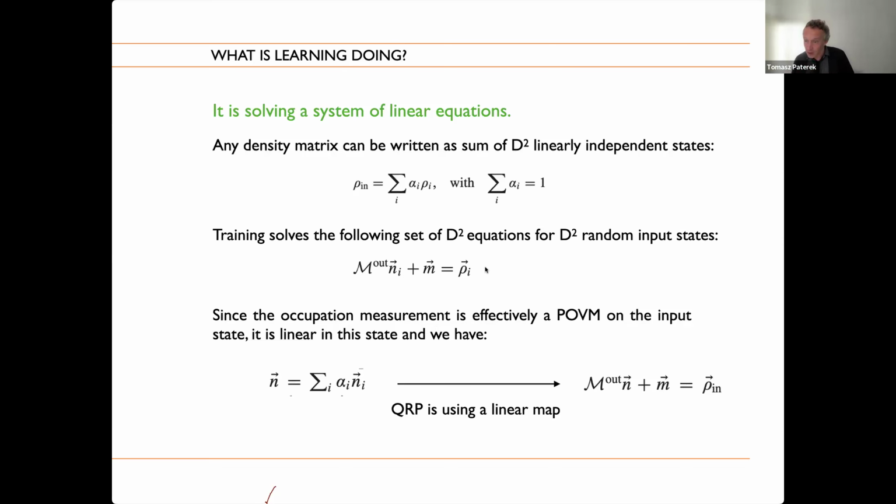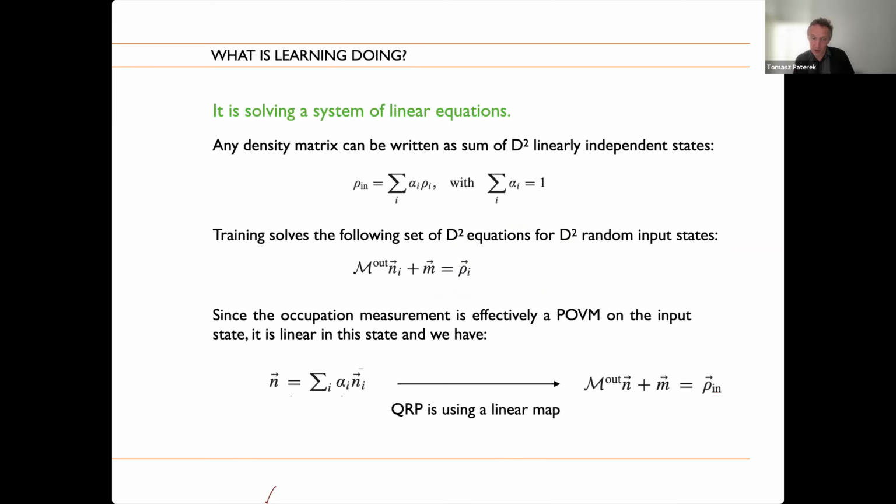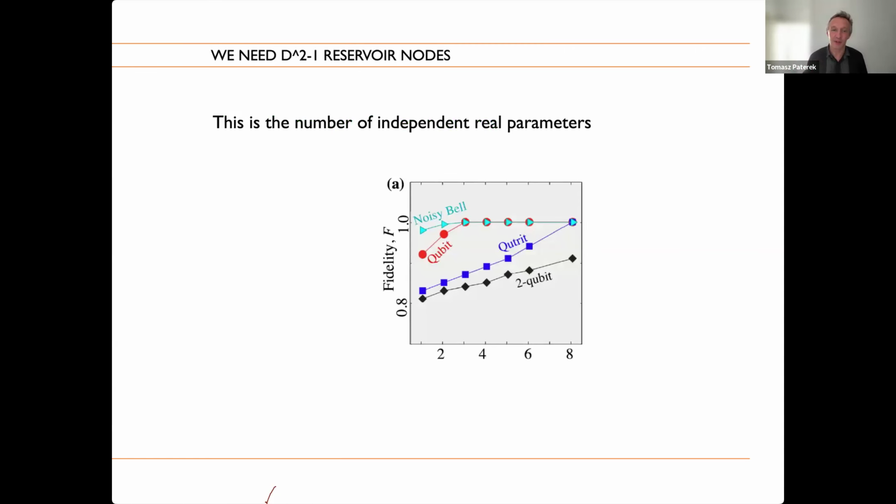So essentially, because of these linearities, it turns out that the learning here is really solving a certain set of linear equations. The learning is effectively just solving a set of linear equations. And then once you solve it, you have the elements of this matrix M out. And because here it's again a linear map, you can work out the unknown state. So that's roughly how it goes.